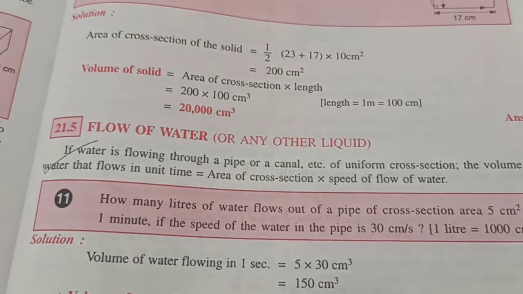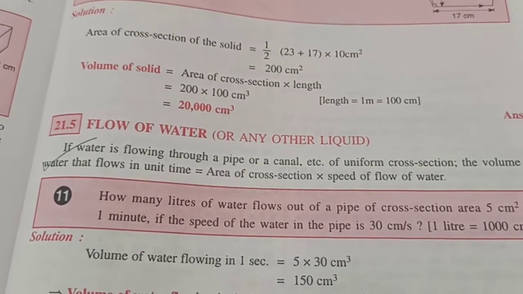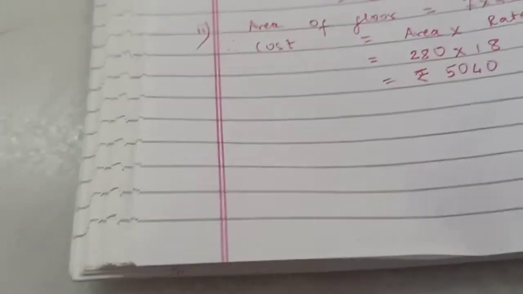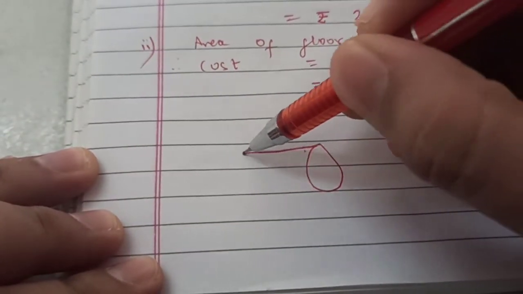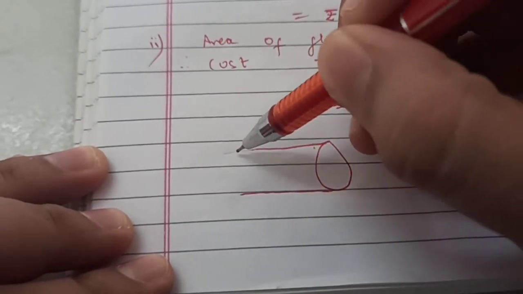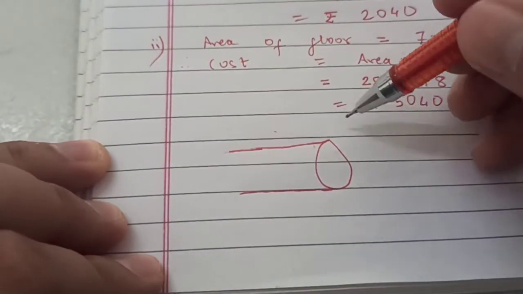Now again, let me explain this with the help of a diagram. Imagine there is a pipe and the cross section is this circle and water flows out of it.